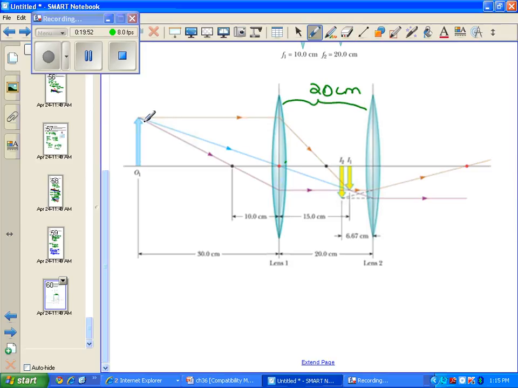Second one comes in through F1, located right here, and transmits parallel to the principal axis. Third one goes through the center, and there it is. Well, this is the intersection of those transmitted rays, which we're calling I1.